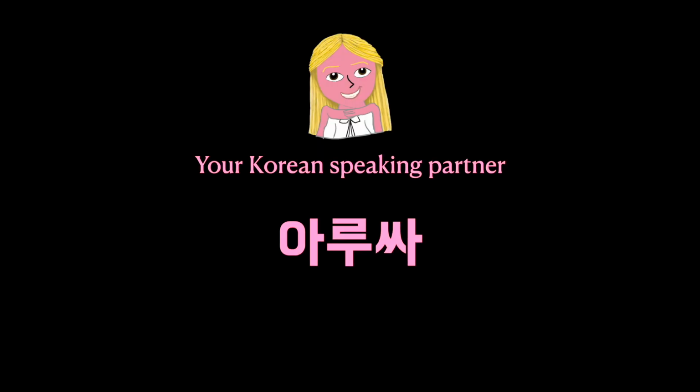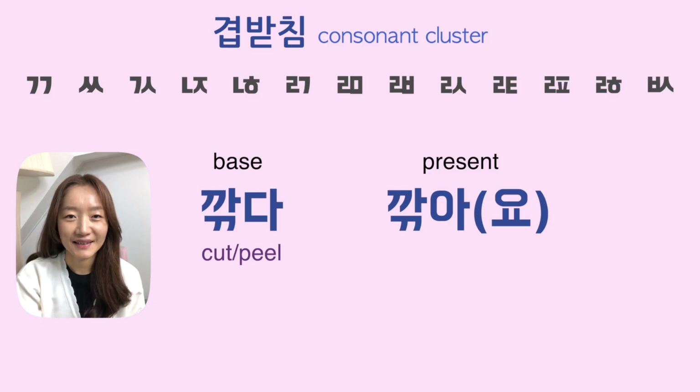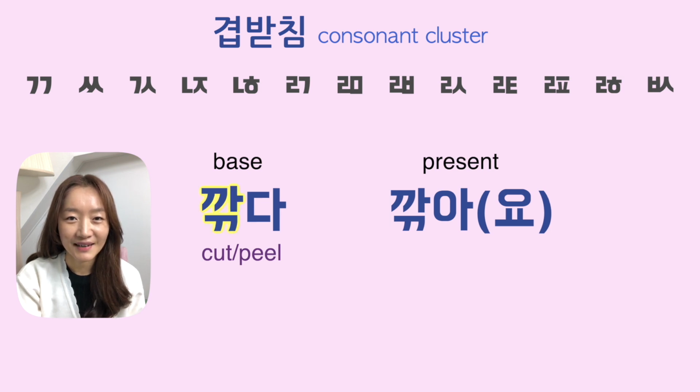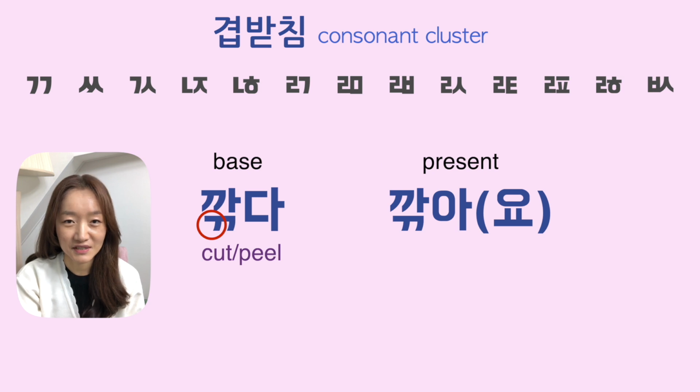Here's the first verb, 깎다, meaning to cut or to peel. 깎 is the verb stem, 다 is the verb ending. So this is the base form of a verb, always ending in 다, 깎다. So as you see, there is 쌍기역 for the final consonant. We only read the first consonant as the final consonant. So in this case, 깎다.